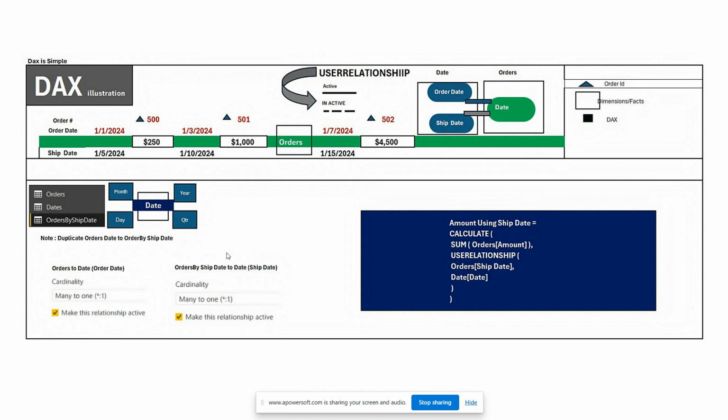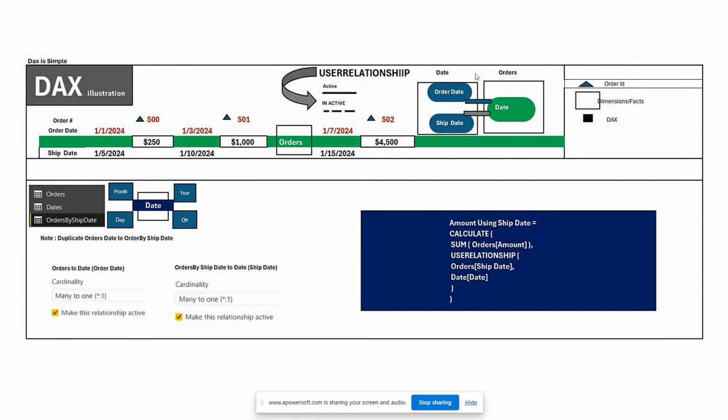And this is nothing but USERELATIONSHIP. What if you have more than one relationship between a dimension and a fact table? If you have more than one relationship, only one can be an active relationship. For that we use the USERELATIONSHIP function. We made a relationship between the order shipment table, the shipment date, and the date table. Using that, we can create an inactive relationship between the dimension and fact table.